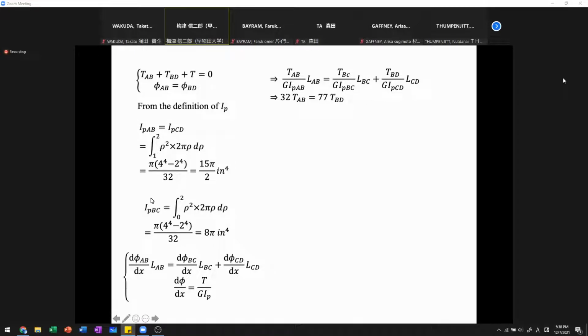On the other hand, the BC part is a cylinder with no hollow. So it must be integrated from 0 to the outer surface, that is 2 for this case. Just a moment, please.